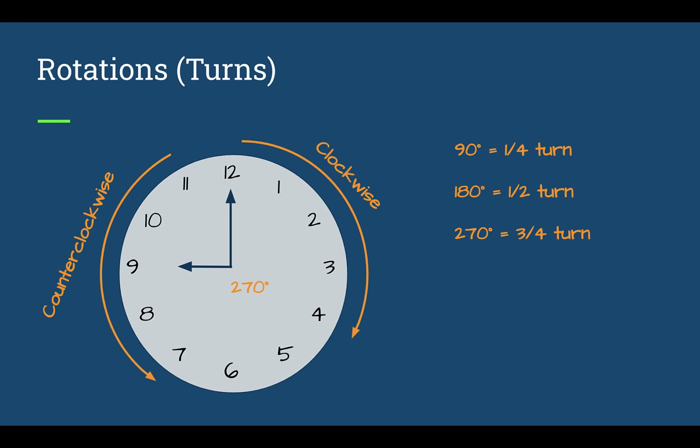One thing I do want to point out is that a 270 degree turn clockwise is the same as a 90 degree turn counterclockwise. So if you are given a 270 degree rotation, you can always think of it as a 90 degree rotation in the opposite direction.